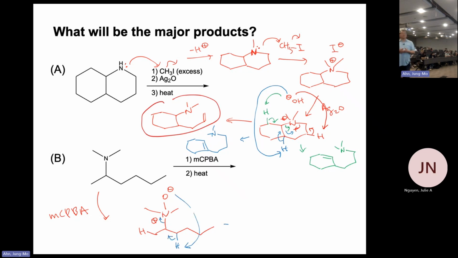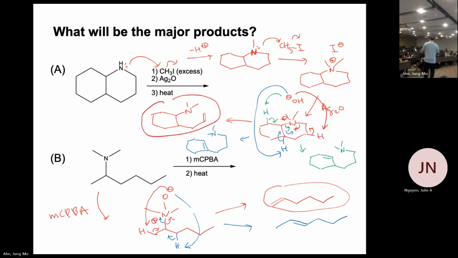I mean, the more substituted side will make a Zaitsev product, but that's not going to be the major product. It's going to pick up the less substituted side because it's a huge, big leaving group, same reason, a conformational reason. So these will be the major products that we can expect.